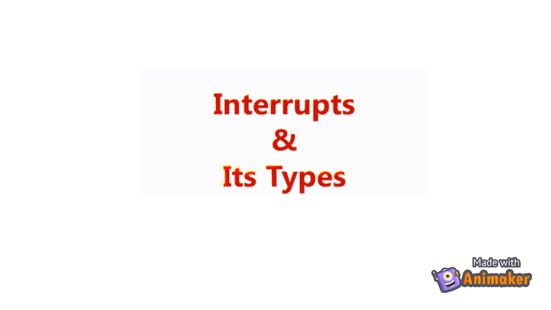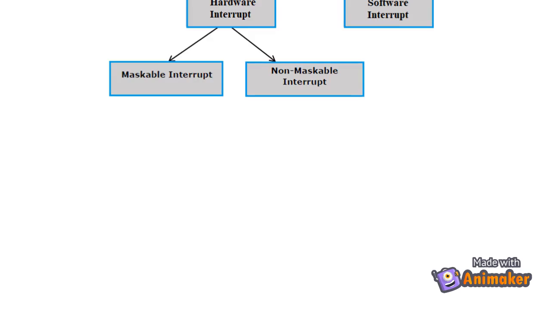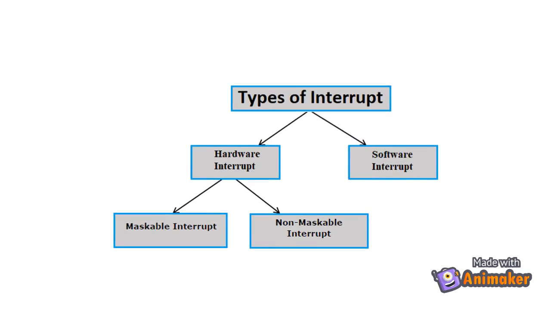There are 2 types of interrupts, which are as following. Let's know together. The 2 major types of interrupts are software interrupt and hardware interrupt. The hardware interrupts are divided into 2 types: maskable interrupt and non-maskable interrupt.